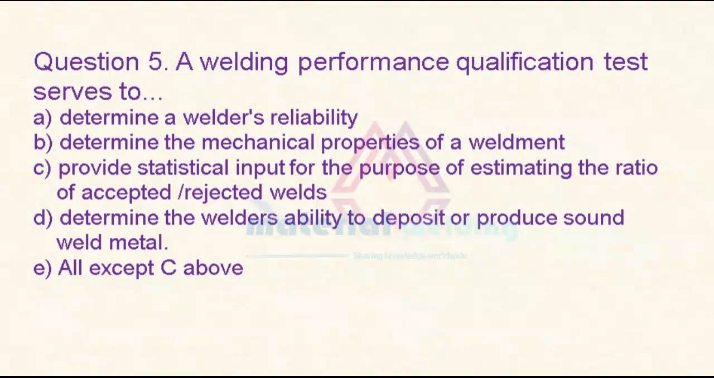Question 5. A welding performance qualification test serves to: A. Determine a welder's reliability. B. Determine the mechanical properties of a weldment. C. Provide statistical input for the purpose of estimating the ratio of accepted-rejected welds. D. Determine the welder's ability to deposit or produce sound weld metal. E. All except C above.